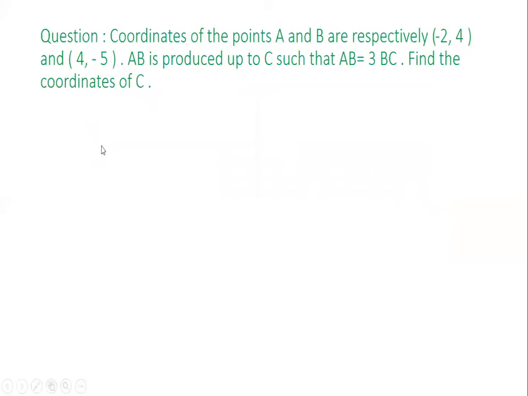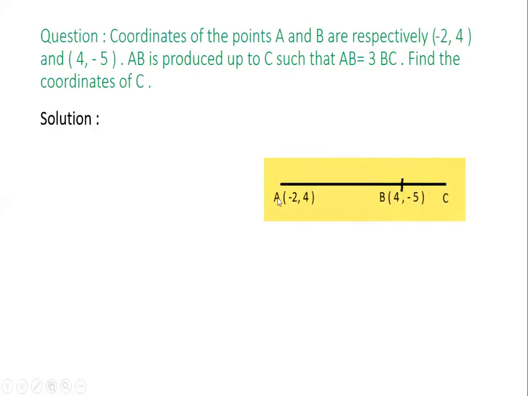Another problem: the coordinates of the points A and B are respectively (-2, 4) and (4, -5). AB is produced up to C such that AB equals 3BC. Find the coordinates of C. At first we draw this figure where A is (-2, 4) and B is (4, -5). The coordinate of C is (x, y).